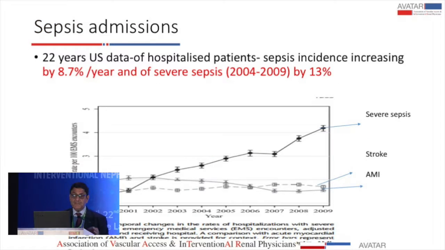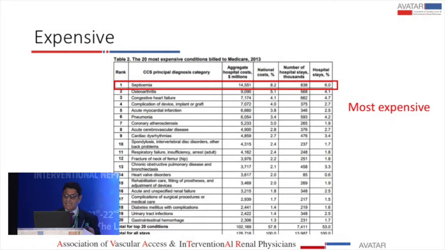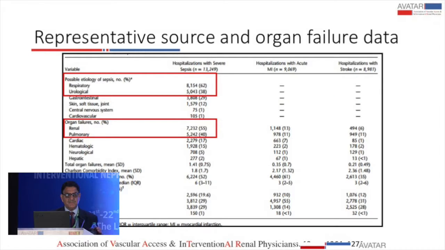Now, unfortunately, the incidence of sepsis, because of longevity, complex diseases, and procedures, is increasing every year by 8 to 13%. Septicemia in the US also is the most expensive disease to treat. It is much more expensive to treat sepsis than MI or stroke or any other disease.